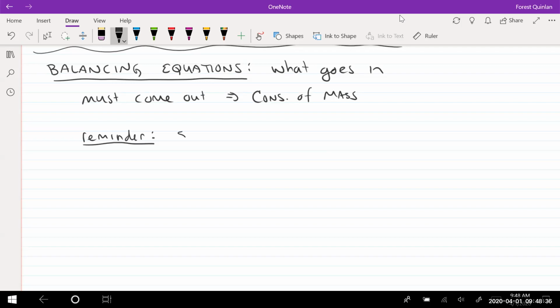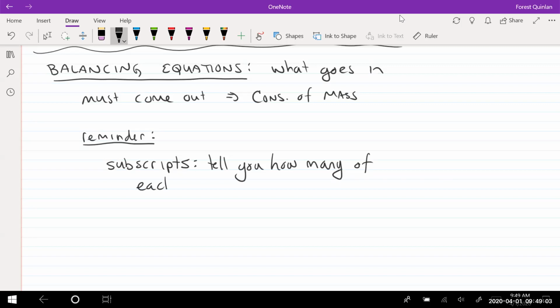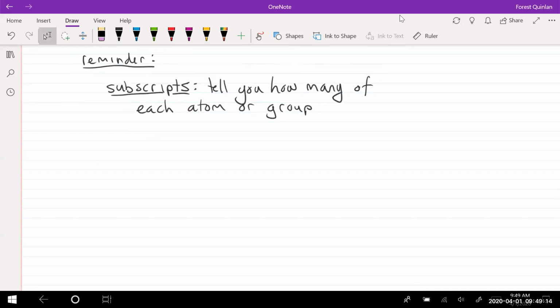Reminder, subscripts. Subscripts tell you how many of each atom or group. Okay, so when we have the subscripts, if there's parentheses, it's the entire group.